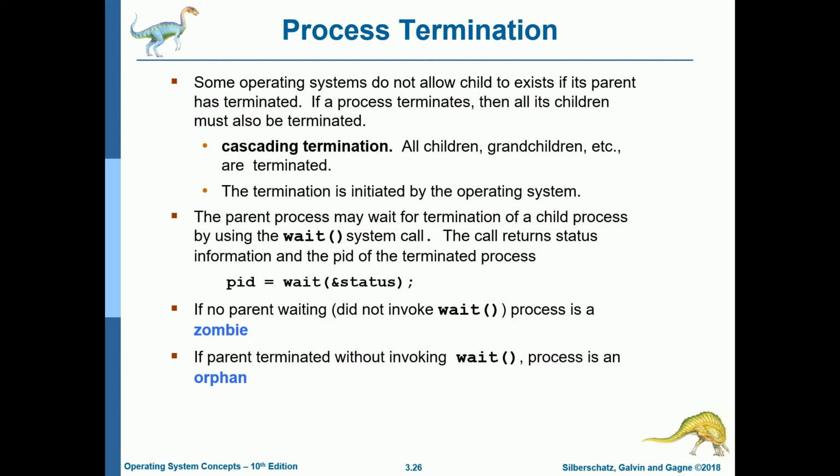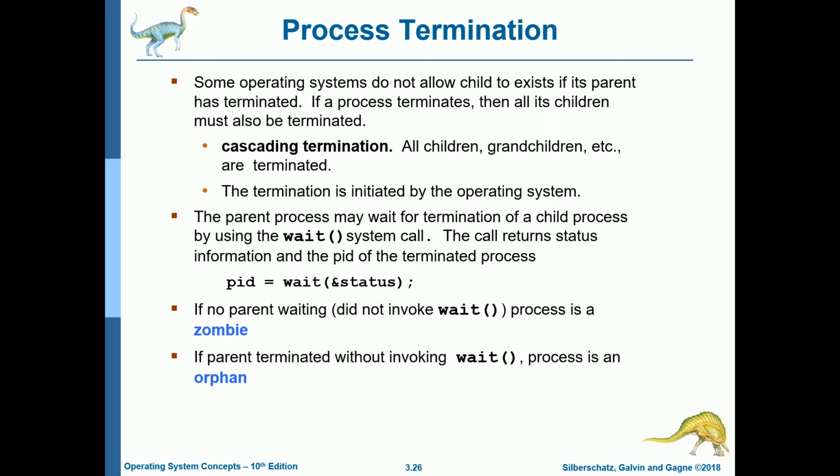Some systems do not allow a child to exist if its parent has been terminated. In such systems, if a process terminates, either normally or abnormally, then all of its children must also be terminated. This phenomenon is referred to as cascading terminations, and this is normally initiated by the operating system. In addition, a parent process may wait for the termination of a child process by using the system call wait. The wait system call is passed a parameter that allows the parent to obtain the exit status of the child.